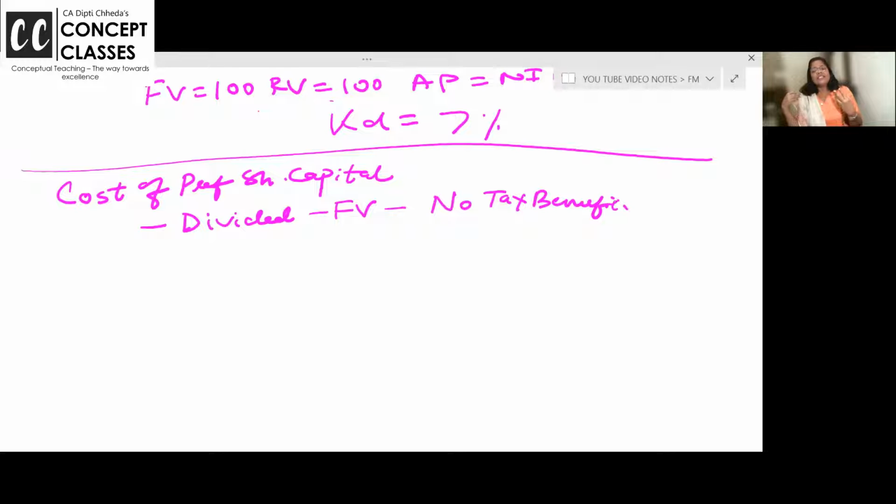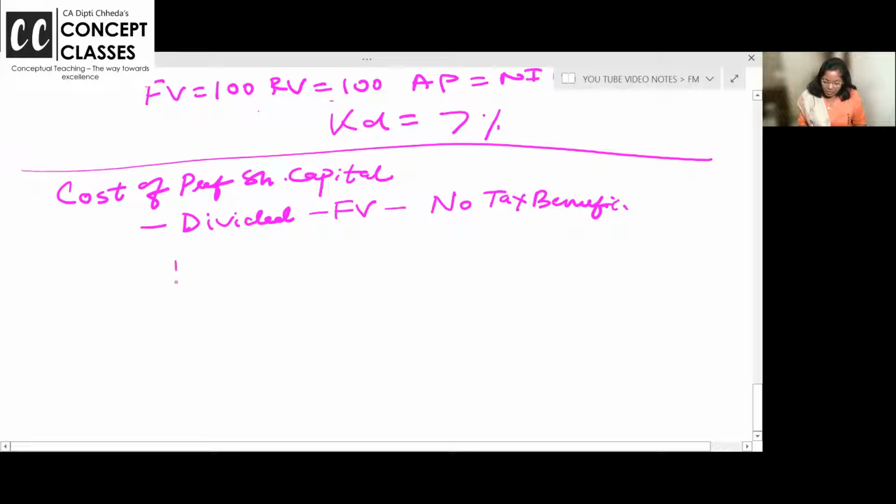These are called residuary, after giving everything to the outsiders. Give the EMI on the loan, give the interest to debentures, then what is the profit left out? Part of it is accumulated in the business in the form of reserve, part of it is given to the shareholders. But preference dividend is generally fixed, pre-decided. Preference share is always said to be a hybrid mode of finance. It has the features of capital because it's preference share capital, and it also has the features of debentures because the preference dividend rate is fixed.